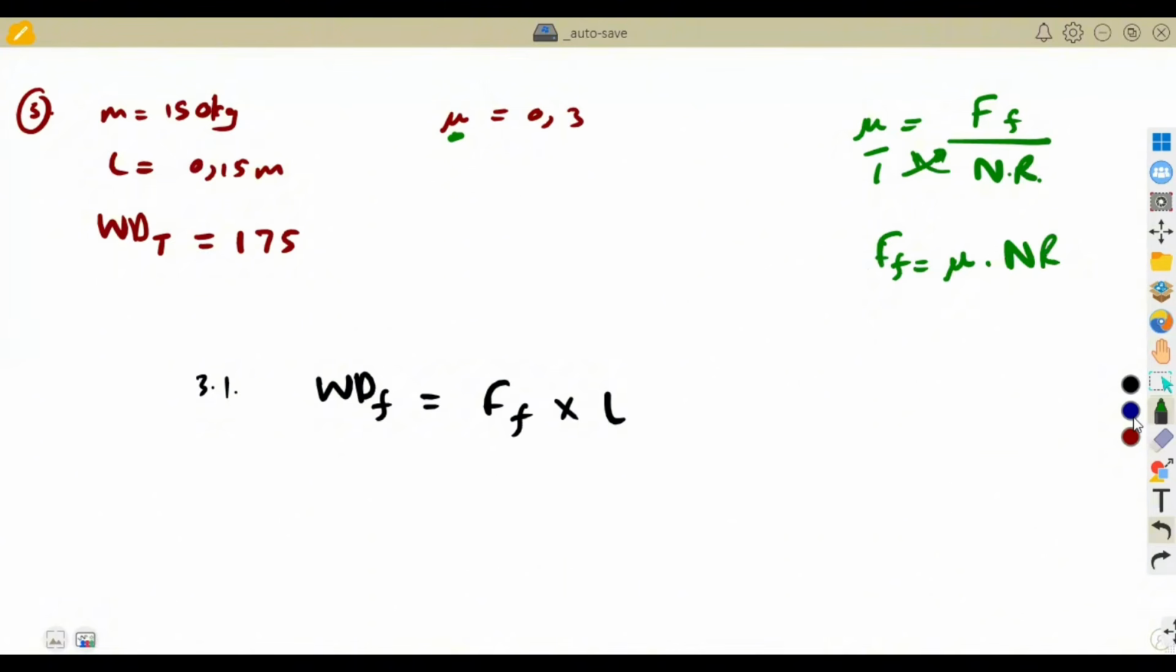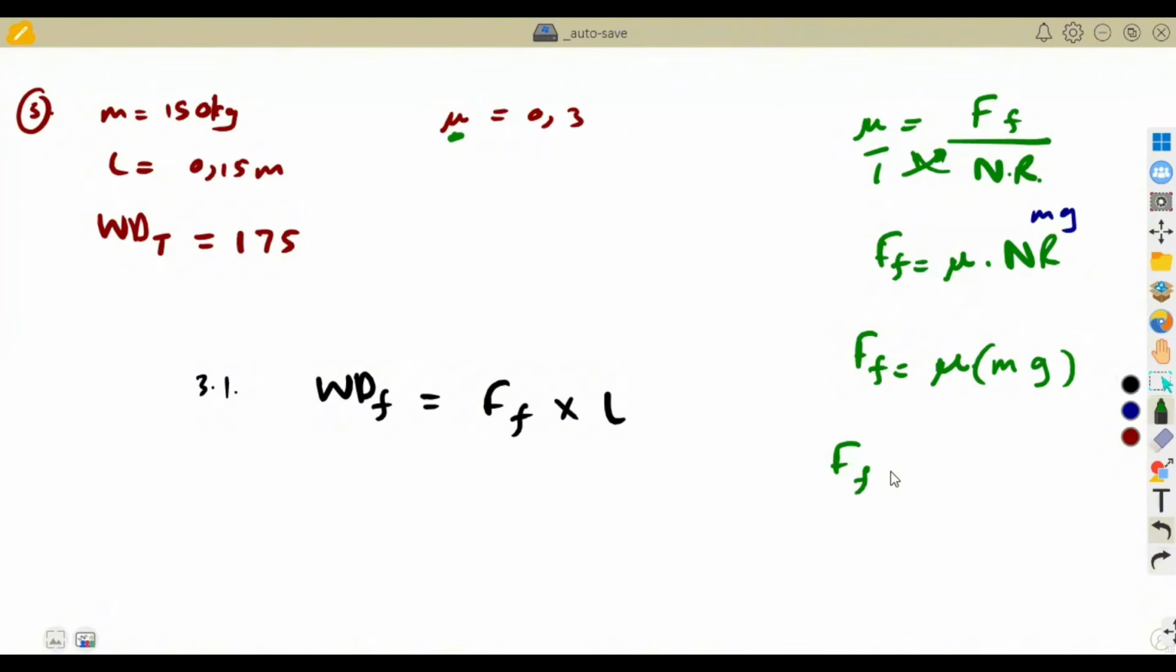And we know that the normal reaction is the vertical one. If we are talking about the vertical one, we are talking about the mass times what? The gravitational acceleration, the weight component. So that means the frictional force is equal to the coefficient of friction times the mass times the gravitational acceleration, representing our normal reaction.